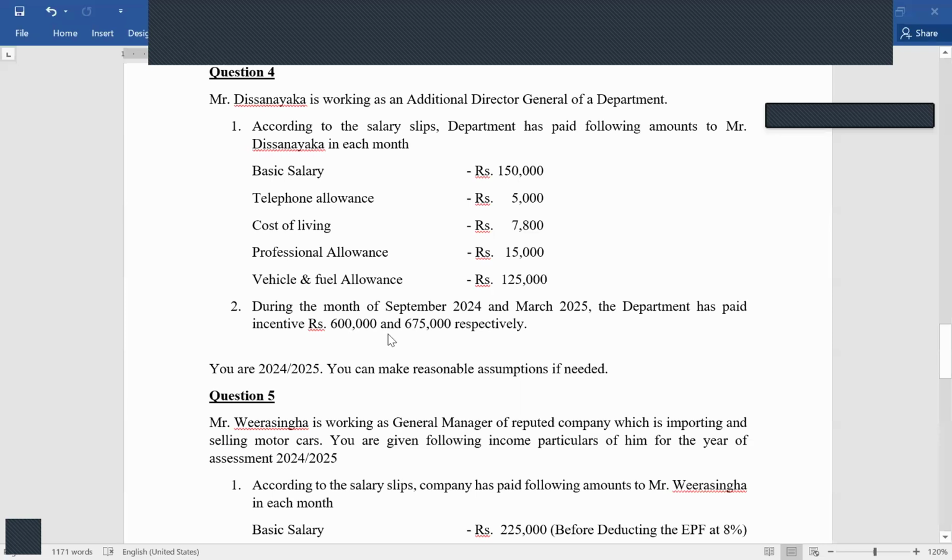Then during the months of September 24 and March 25, the department has paid incentives of 6,000 and 675,000. Both are taxable, liable for the year of assessment 24-25. So now we can calculate the tax liability. 1.8 million is liable. So that is 150,000 multiplied by 12.